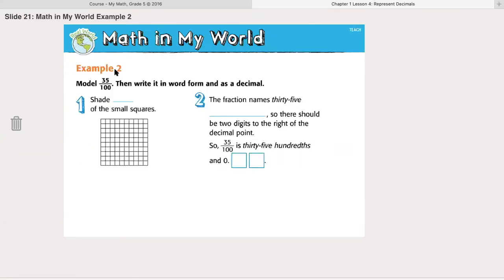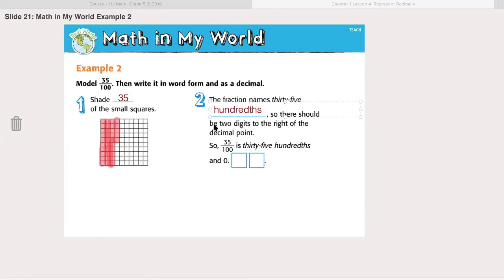Example 2. Model 35 hundredths. Then write it in word form as a decimal. Shade 35 of the small squares. I would have 10, 20, 30, and then 1, 2, 3, 4, 5. Okay, that's 35 squares. Number 2, the fraction names 35 hundredths.